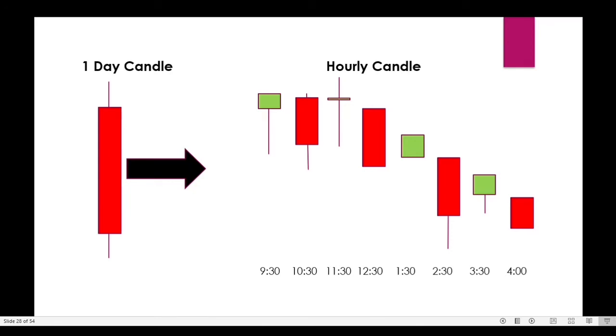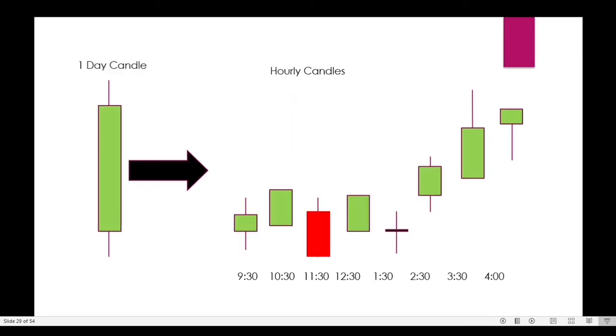When the market opened, the bulls tried to take control, but over the course of the trading day, the bears took control of the market, and we closed right at the closing price, which is the base of the candle. So we can say that there were battles between the bulls and the bears, but the bears ultimately won.